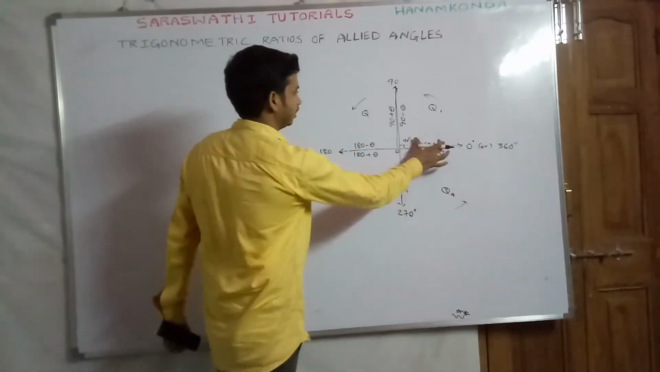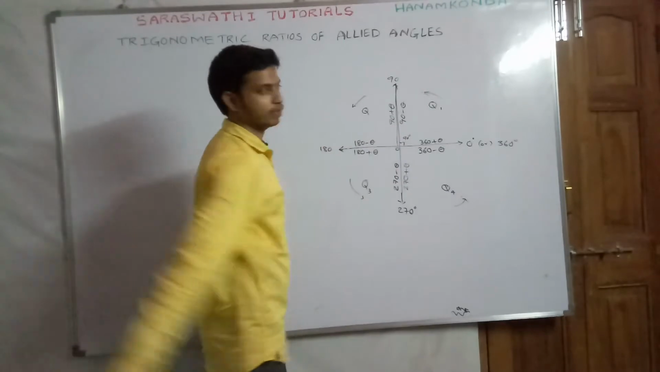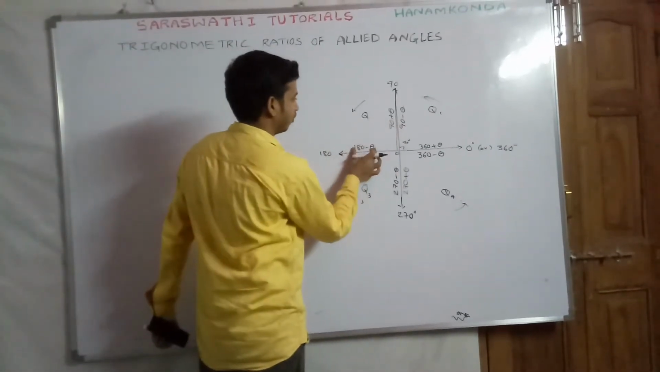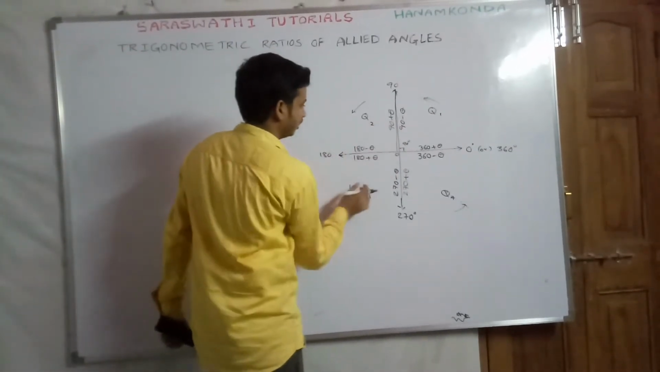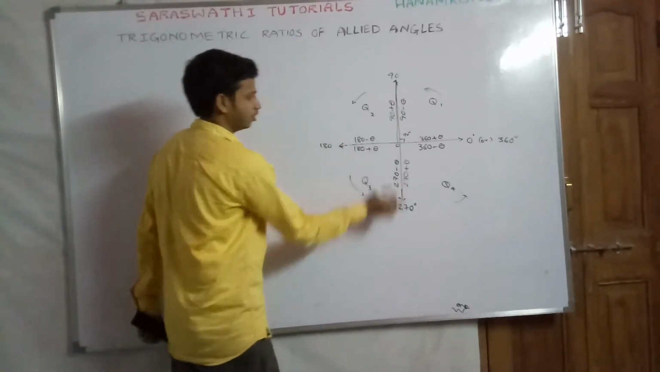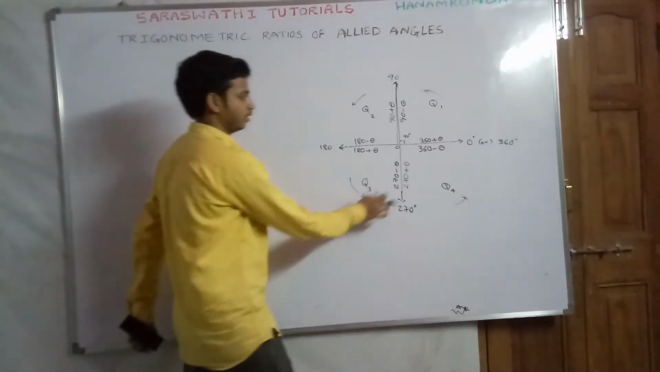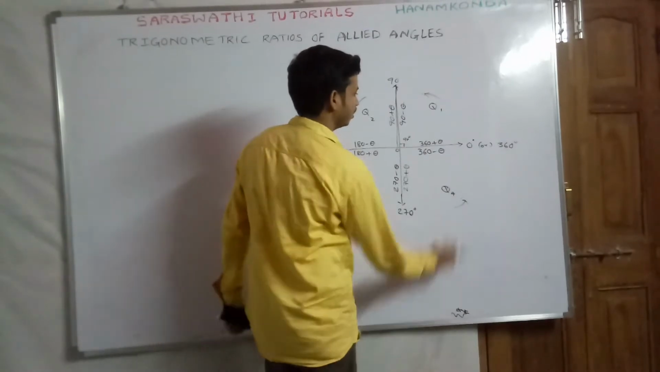Okay, so now 360 plus theta and 90 minus theta are in the first quadrant, and 90 plus theta and 180 minus theta are in the second quadrant, and 180 plus theta and 270 minus theta are in the third quadrant, 270 plus theta and 360 minus theta are in the fourth quadrant.